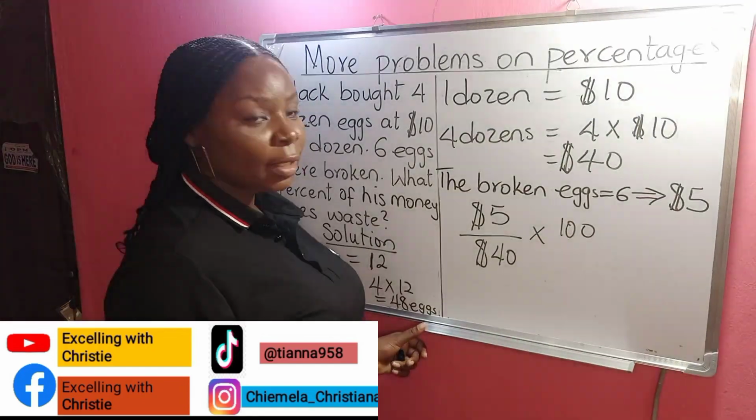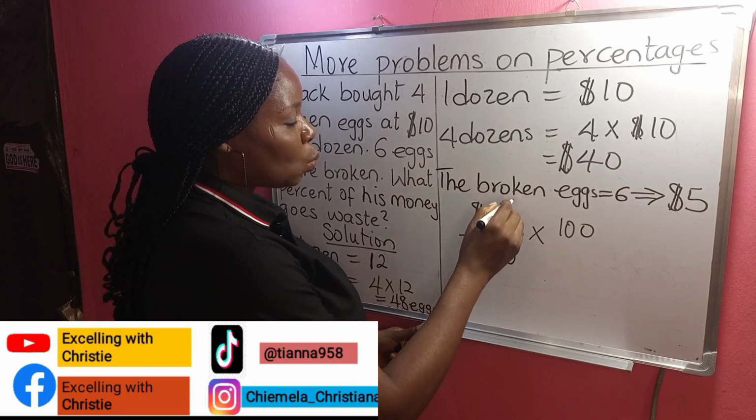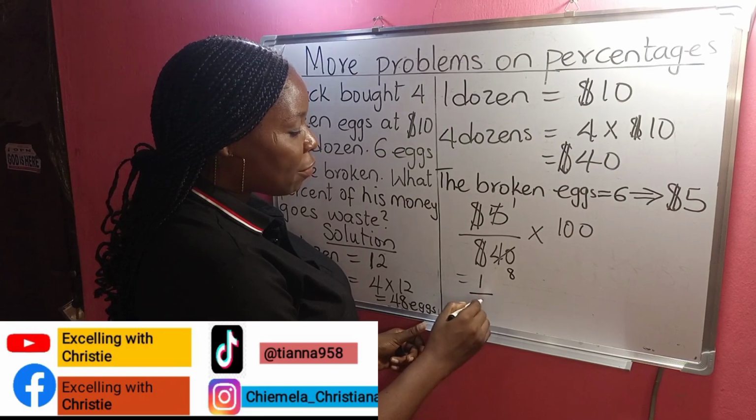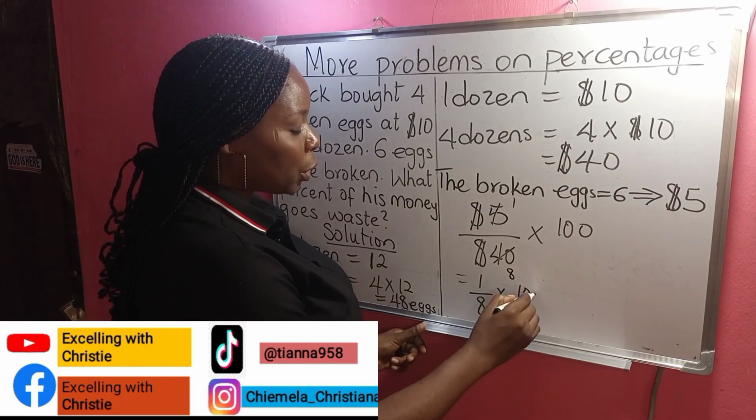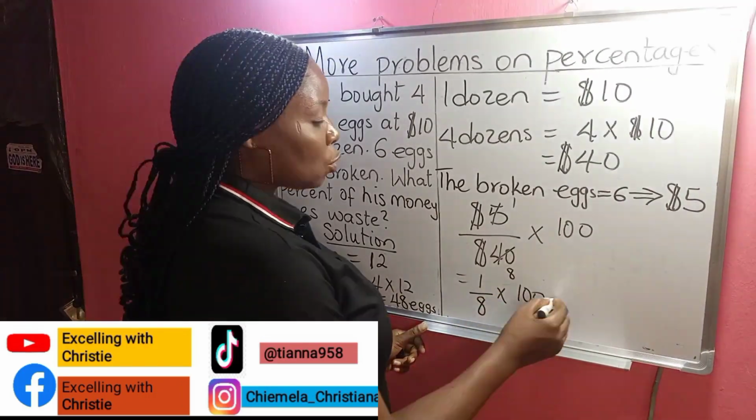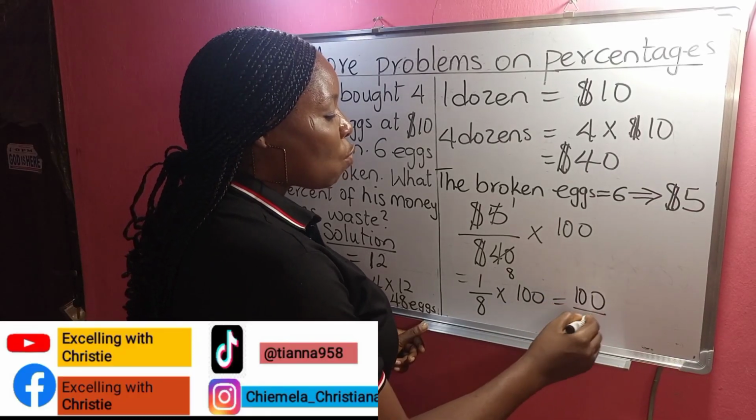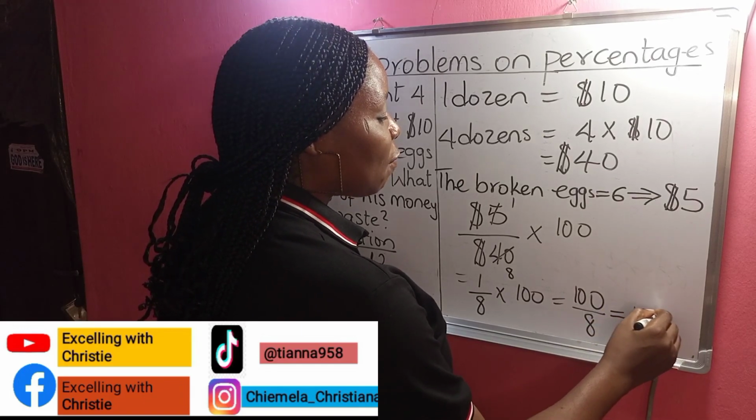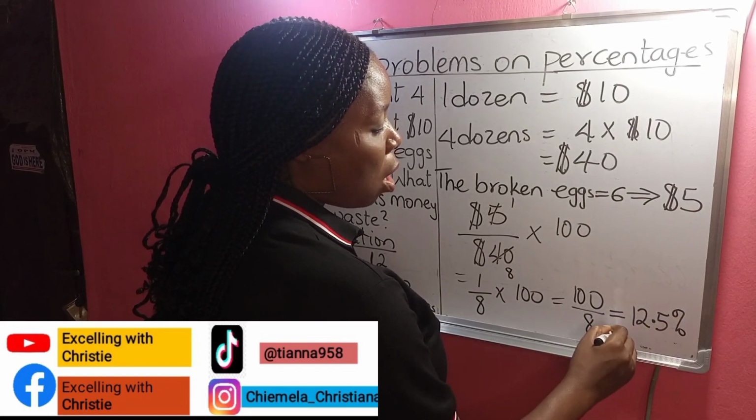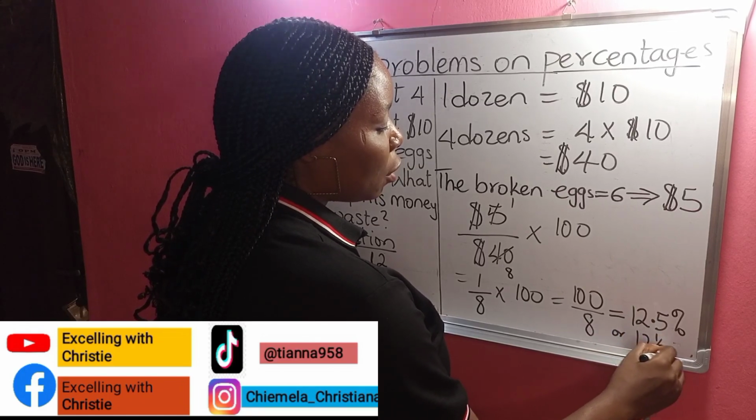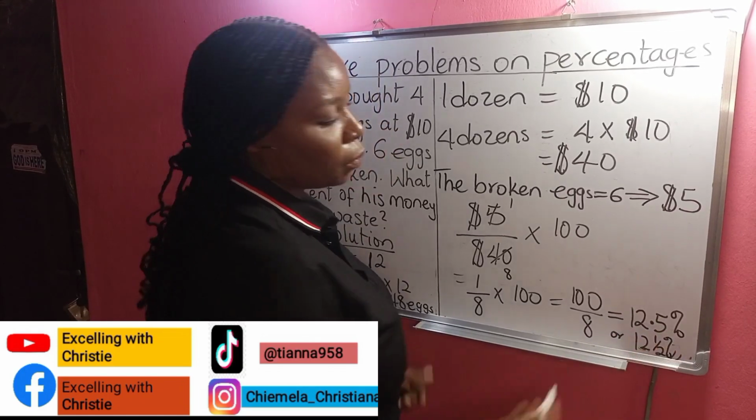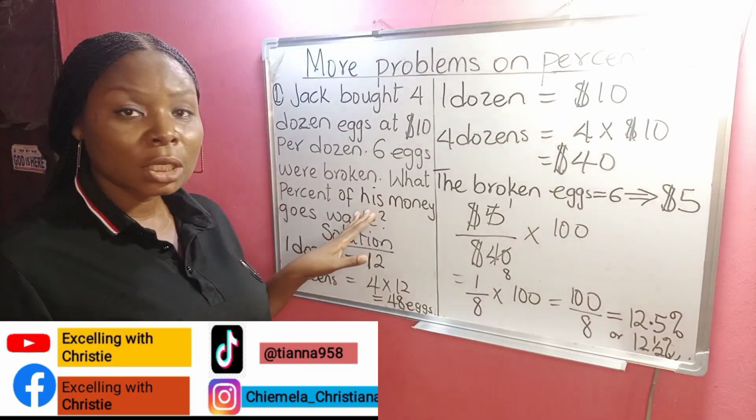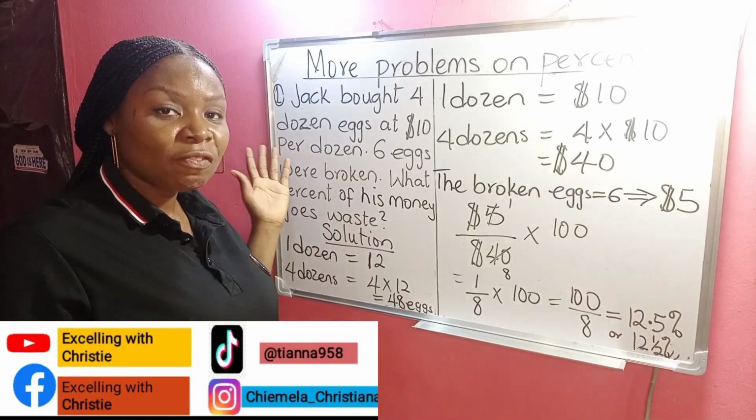Okay? So we can divide this down. 5 here gives us 1, and 5 in 40 gives us 8. So let me write this out. We have 1 over 8 times 100. Okay? This can also give us 100 over 8, and that will simply give us 12.5%. Okay? So the percentage of his money that goes to waste is 12.5%.